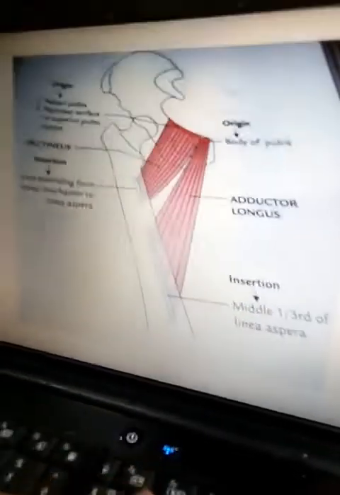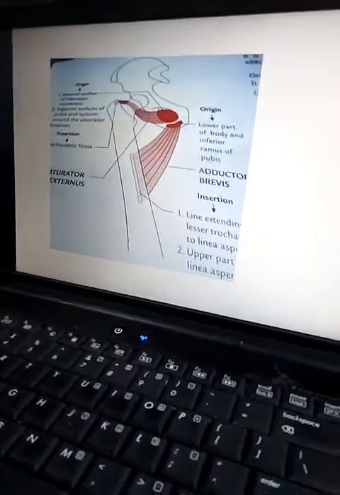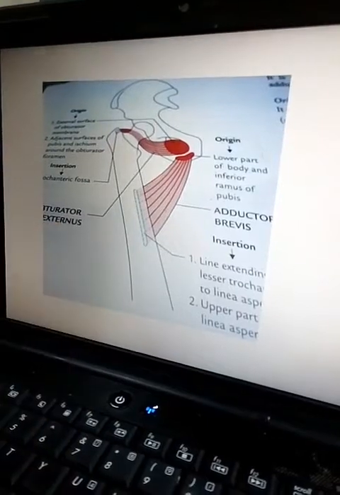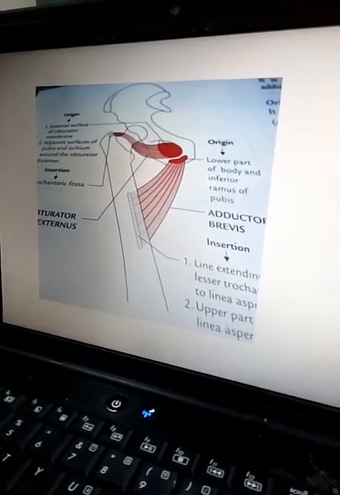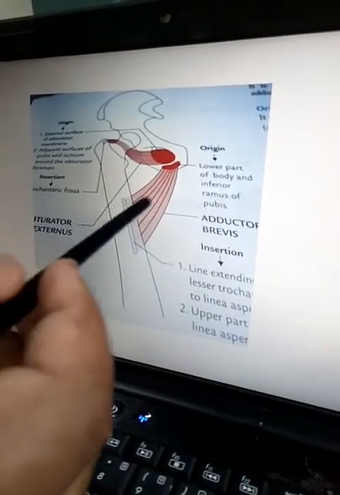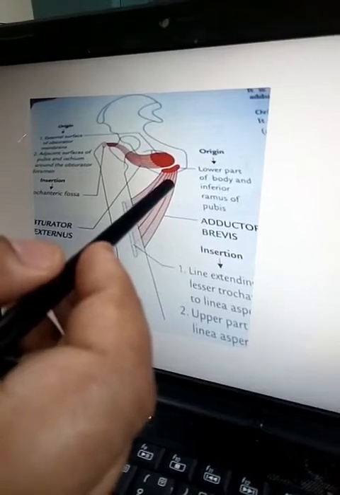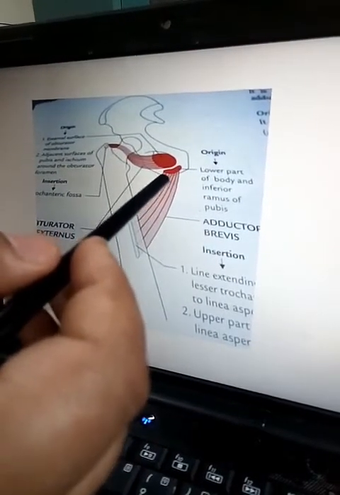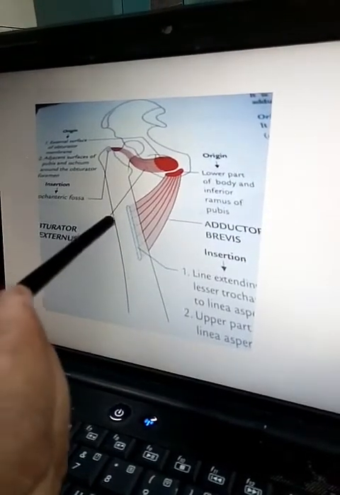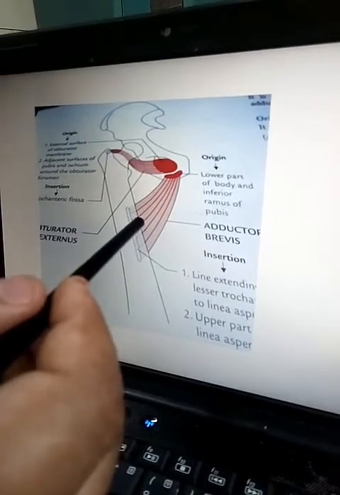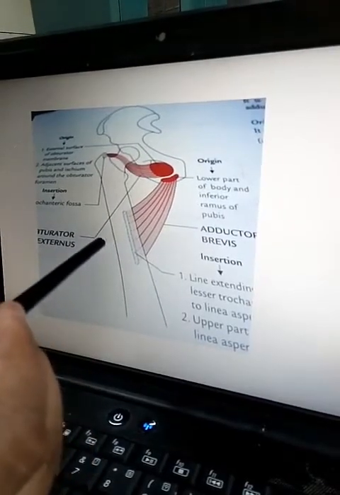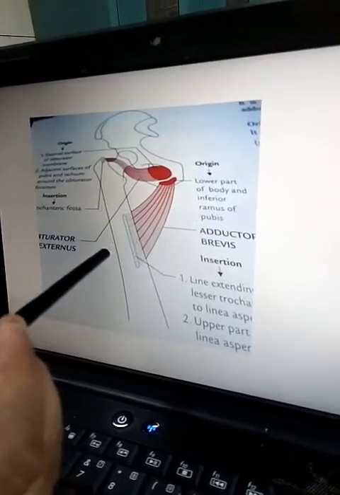Another muscle is the adductor brevis. It is a triangular muscle. It forms the middle part of the muscle groups. It arises from the anterior surface of the body of the pubis and outer surface of the inferior ramus of the pubis. The muscle passes downwards, backwards and laterally to be inserted along a line extending from the lesser trochanter to the upper part of the linea aspera.